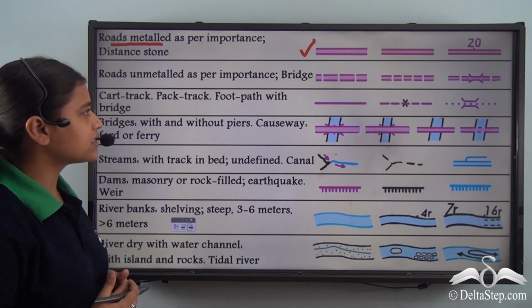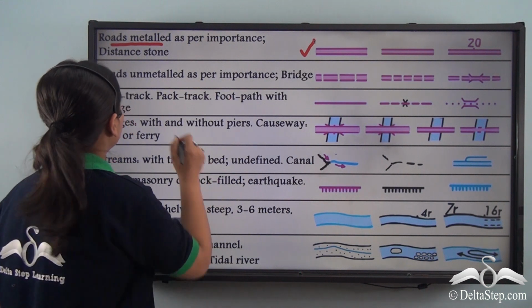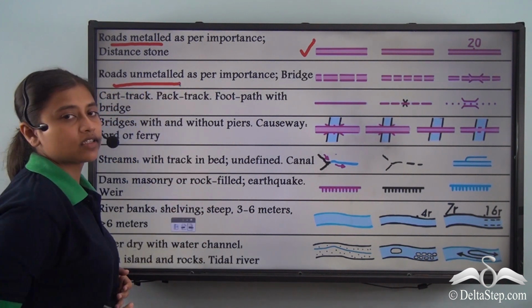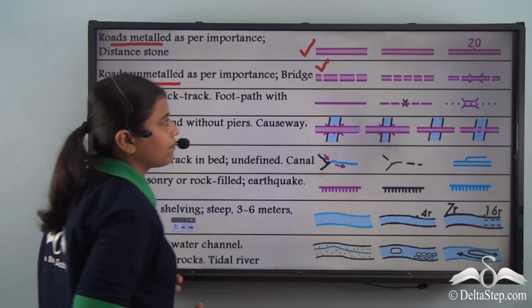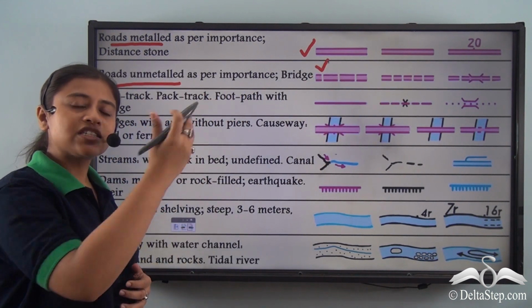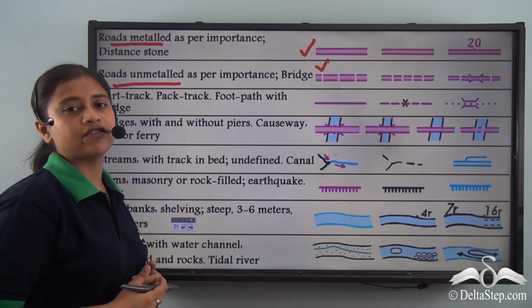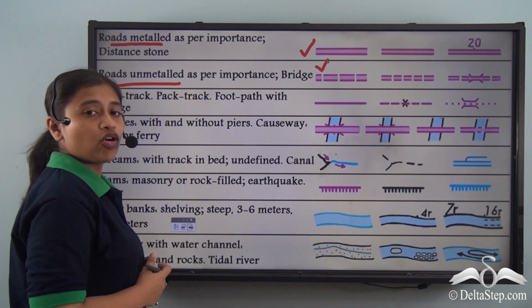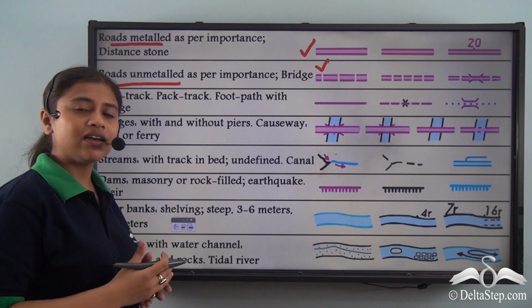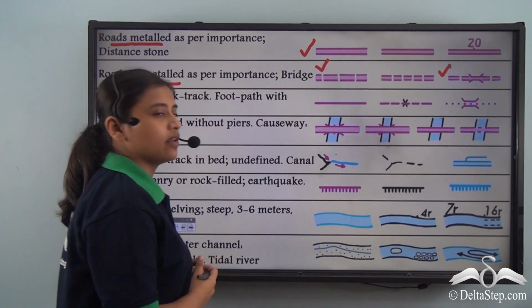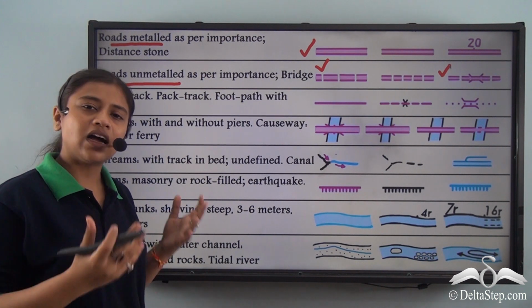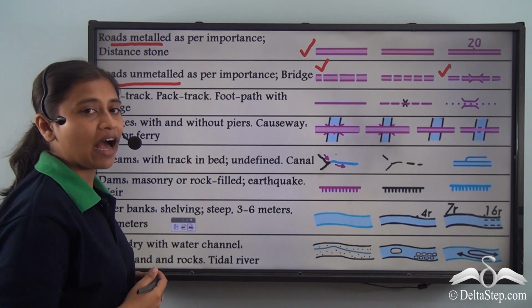Coming to another symbol, that is a symbol of an unmetalled road. Now an unmetalled road would look somewhat like this. Again, an additional feature to this existing physical feature would be a bridge. So to denote a bridge in an unmetalled road, we would take the help of this symbol. Coming to another symbol here, we have causeway.